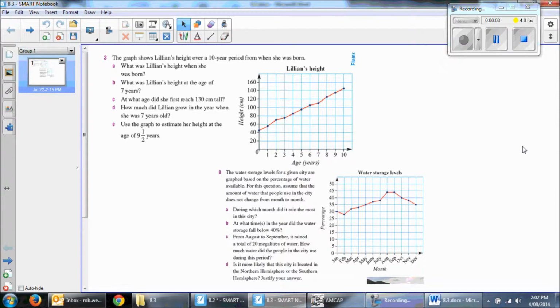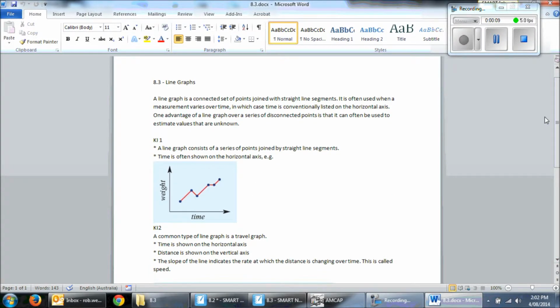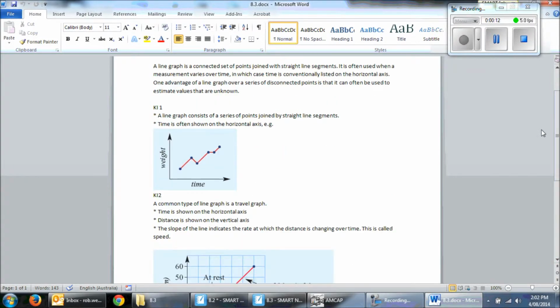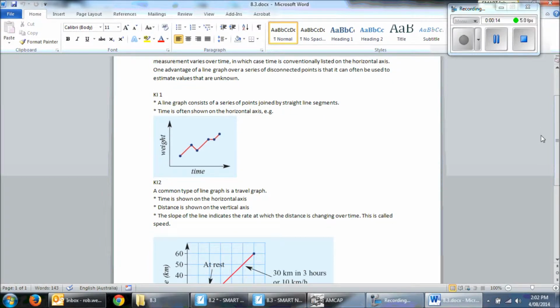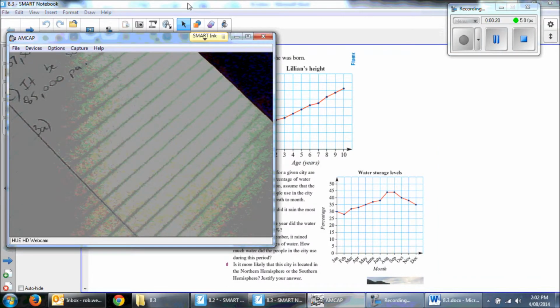Okay, so once again, 8.3, we're looking at more similar stuff that we should be starting to get used to, more graphs, and in particular line graphs. So once again, interpreting data from a graph and answering questions from looking at it. So let's have a look here.